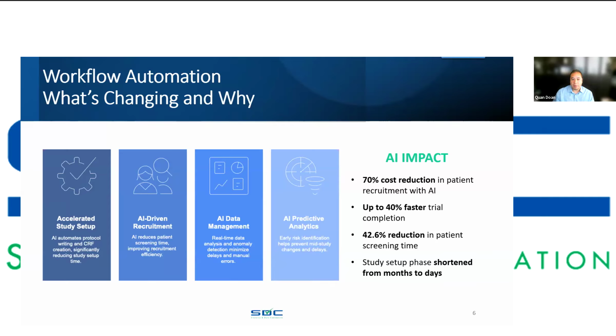Things like patient recruitment. Again, we threw out numbers earlier, right? Up to a 70% cost reduction because you're not seeing those screen failures anymore, right? You're enrolling patients faster. So your time from first patient in to last patient out can be sped up by upwards of up to 40%, right?